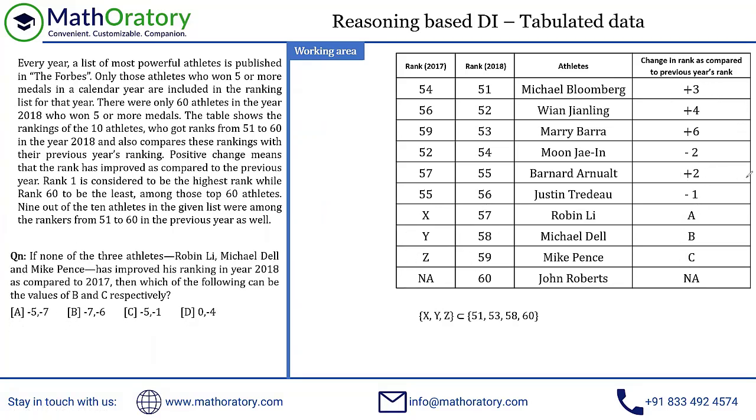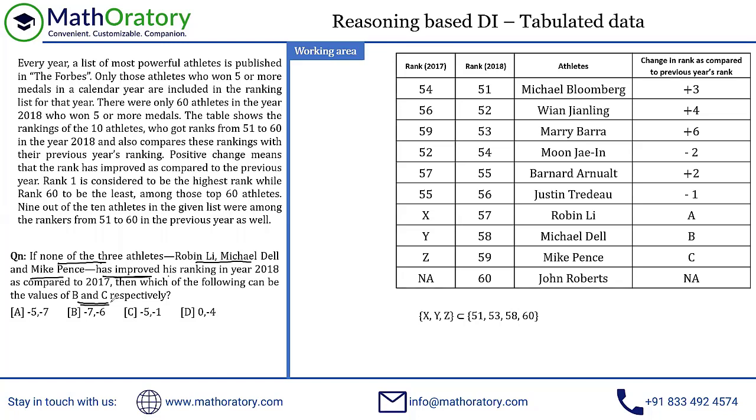Okay, so here it says if none of the three athletes, these three, so these are the three ones, Robin Lee, Michael Dell, and Mike Pence, has improved his ranking. None of the three has improved. So basically, all are negatives, right? In the year 2018, which of the following can be the values of B and C respectively?